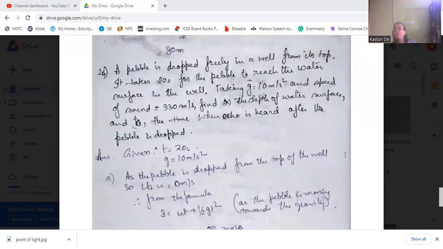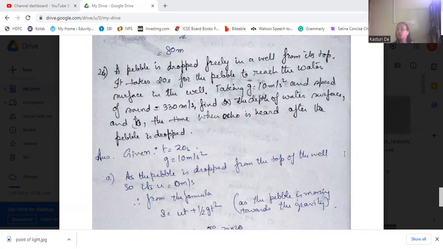Next is, a pebble is dropped freely in a well from its top. It takes 20 seconds for the pebble to reach the water surface. So from the top of the well, it is dropped. To reach the surface of the water, it takes 20 seconds. g is equal to 10 meters per second square, and the speed of sound is 330 meters per second.